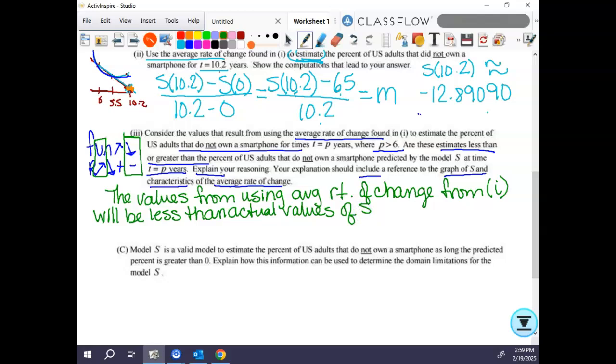And it's not always, right? They're not always going to be less. Here it will be more. So I have to say where, or when, whatever, when P is greater than 6. Then I have to say why, okay? So I can say that S is concave up and decreasing.